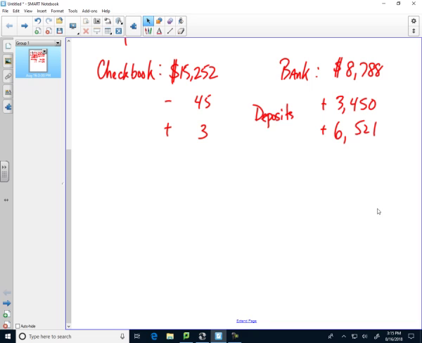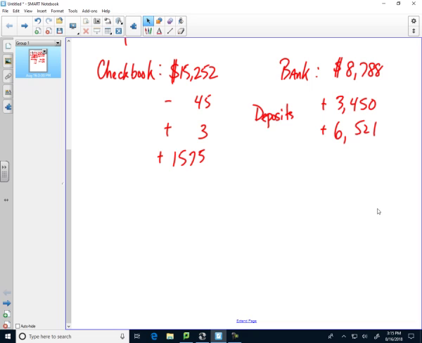The next thing says notes collected total $1,575. Now, I told you here's what the deal is. These notes are, I can't remember what chapter they're in, promissory notes. They went to the bank. Okay, so the bank knows about that, but the checkbook doesn't. So we're going to write down $1,575 over here, and that's going to be a what? That's going to be a positive.